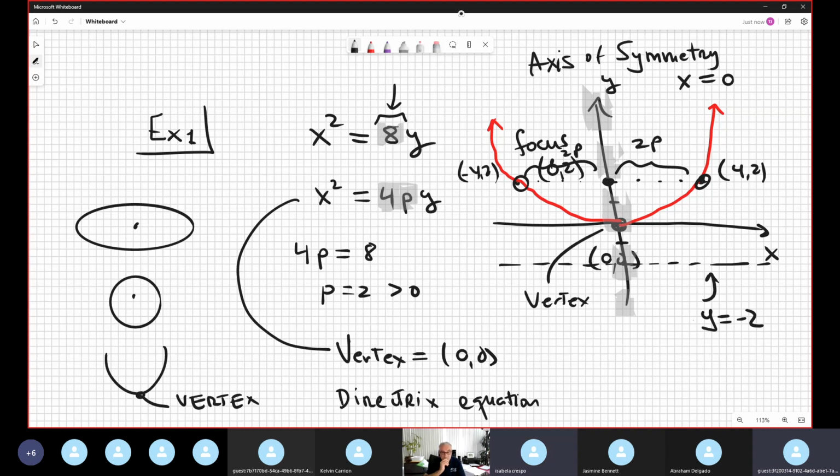Why is the directrix negative 2? Why equal negative 2? Because it's in the opposite direction. The vertex is 0. The focus is at positive 2 and the directrix is in the opposite direction. Okay, thank you. Let's see now in the software.